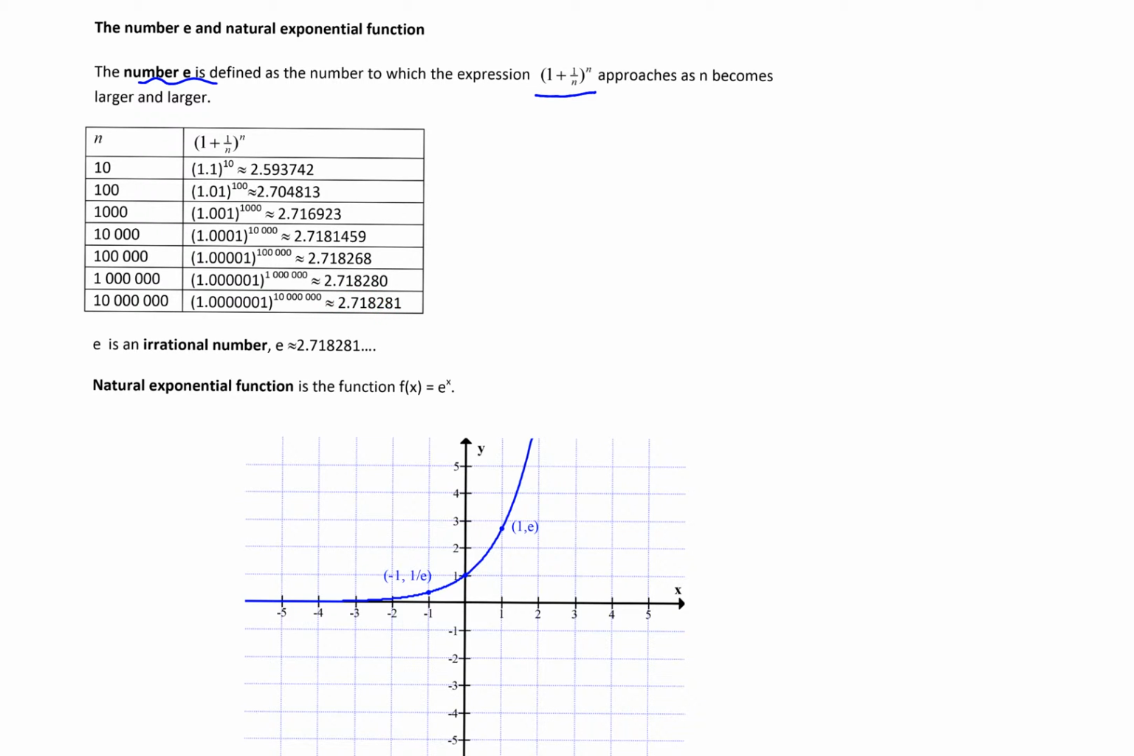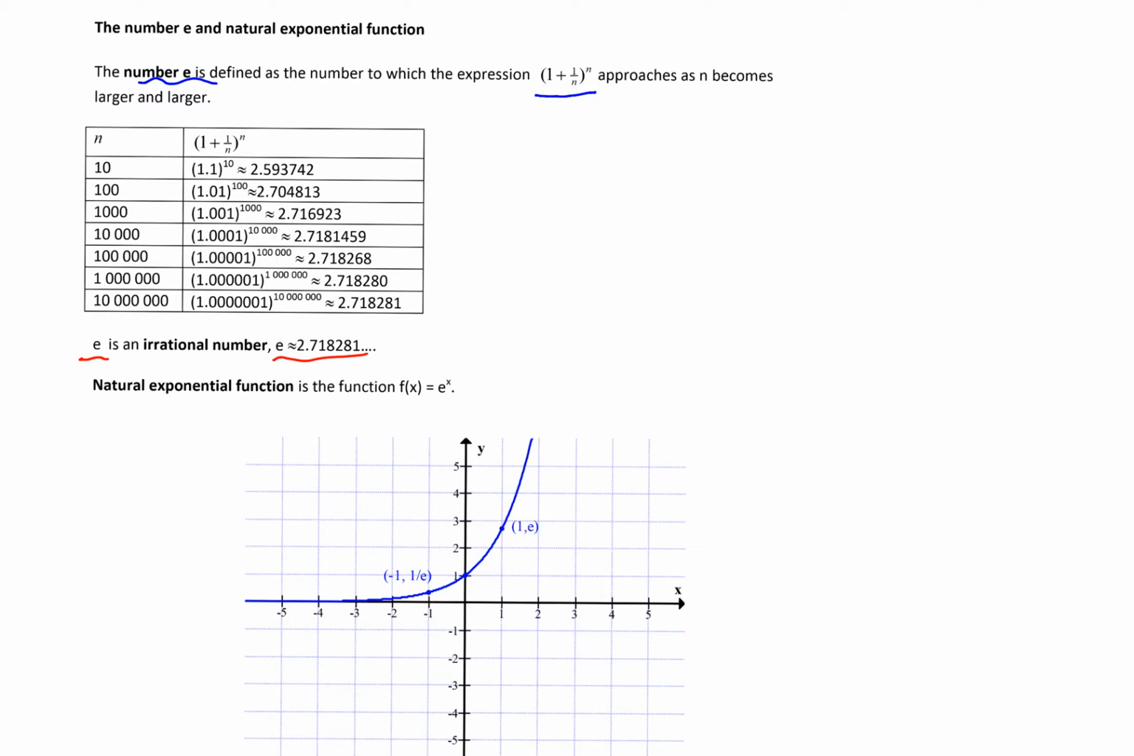2.7182. That irrational number is called e, so this is the name of that number, and it is about 2.718281. The decimal representation for this irrational number, as for any irrational number, will not repeat nor end.